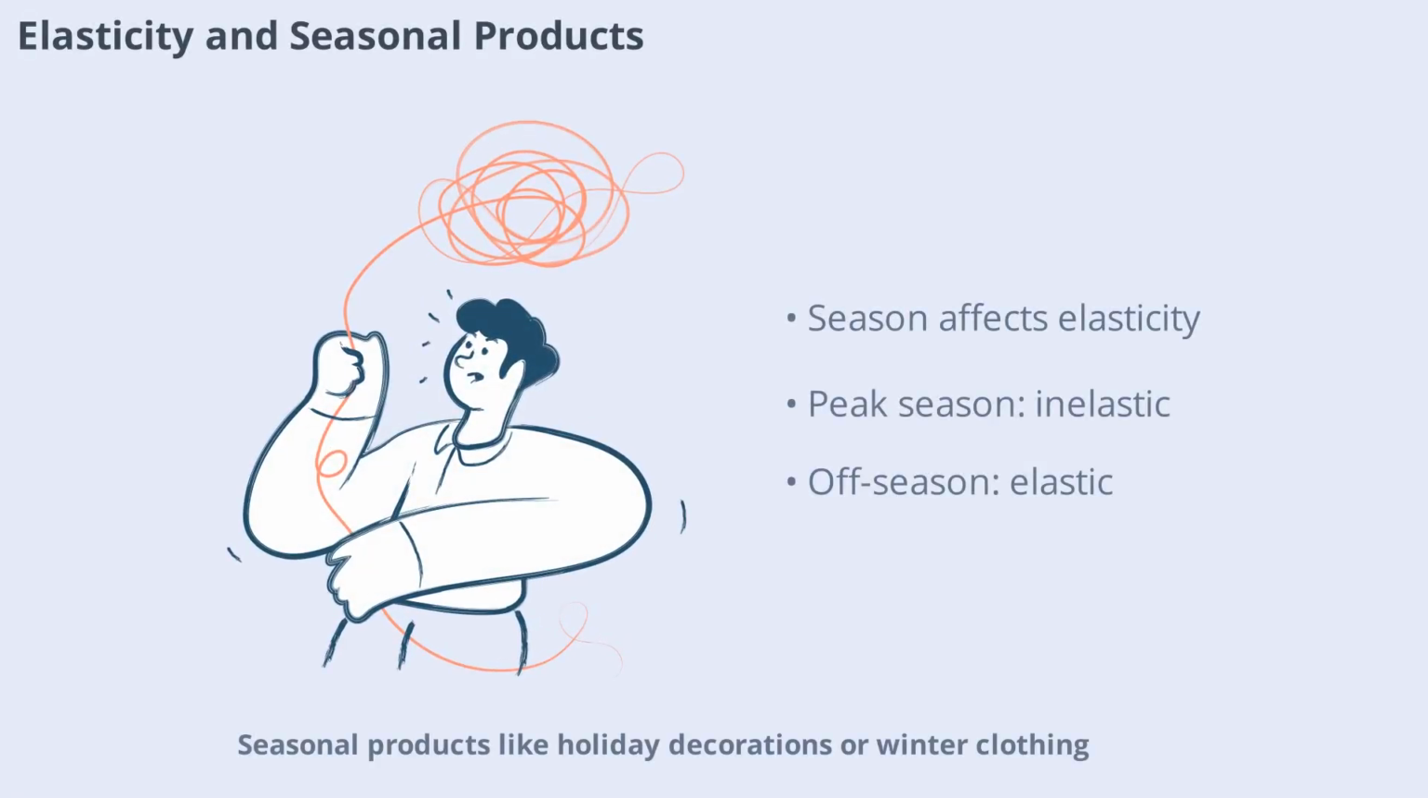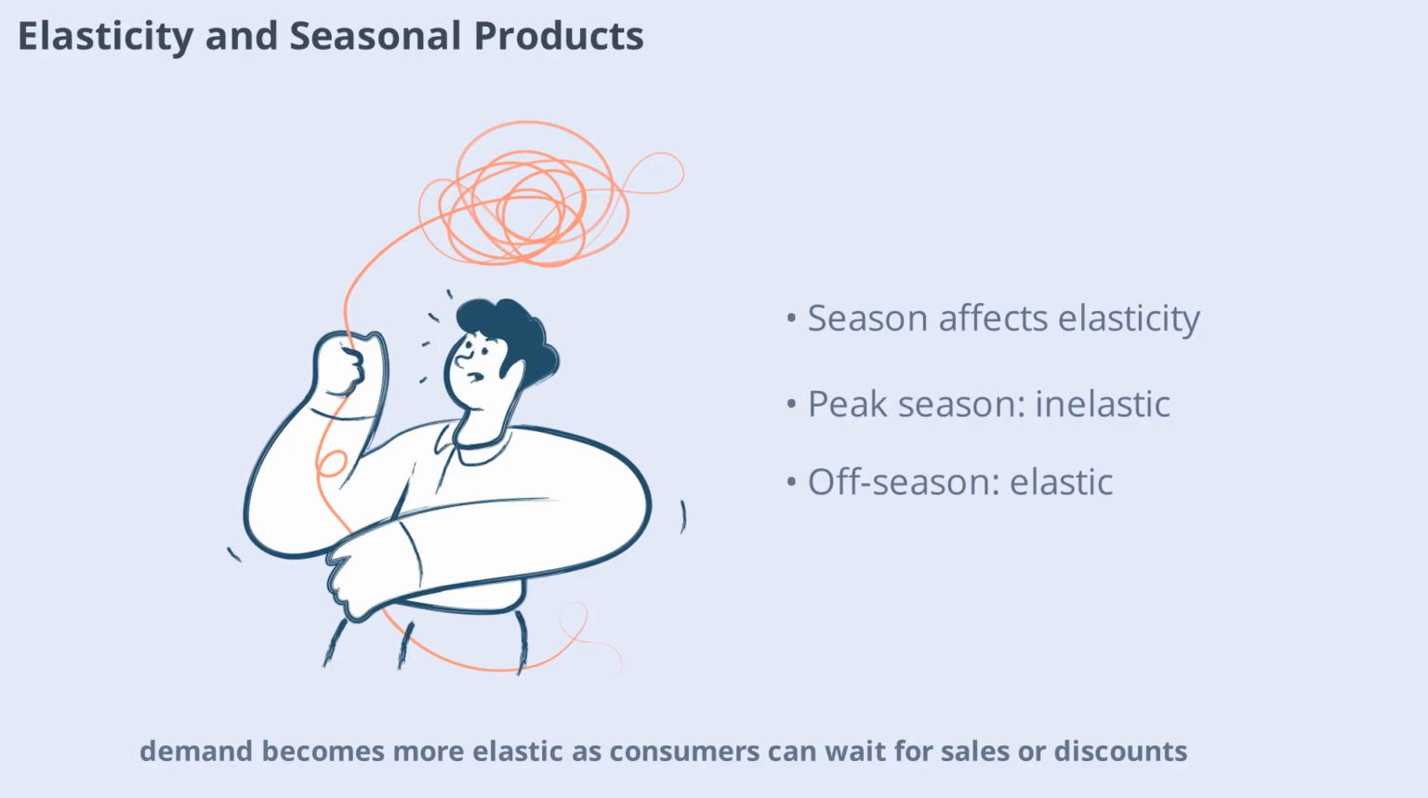Seasonal products like holiday decorations or winter clothing can have different elasticities depending on the time of year. During peak season, demand may be inelastic because people need these items. Off-season, demand becomes more elastic as consumers can wait for sales or discounts.